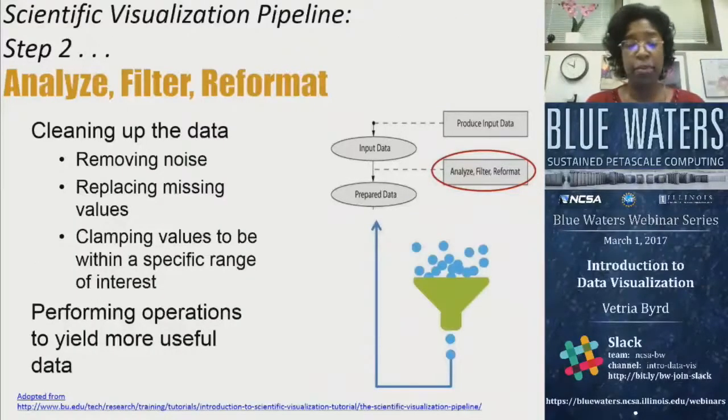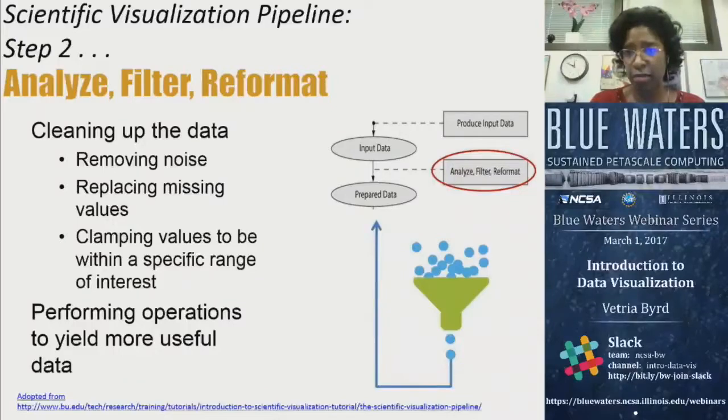The second step is to filter or to analyze or to reformat it. Take a look at it and see, what do I need to do to prepare this data? How do I deal with noise? Most likely you'll want to filter that out somehow. How do you deal with missing numbers or missing values? That has to be represented in some way.